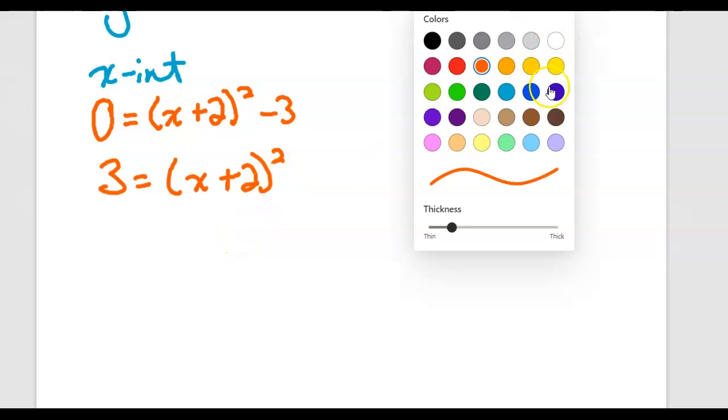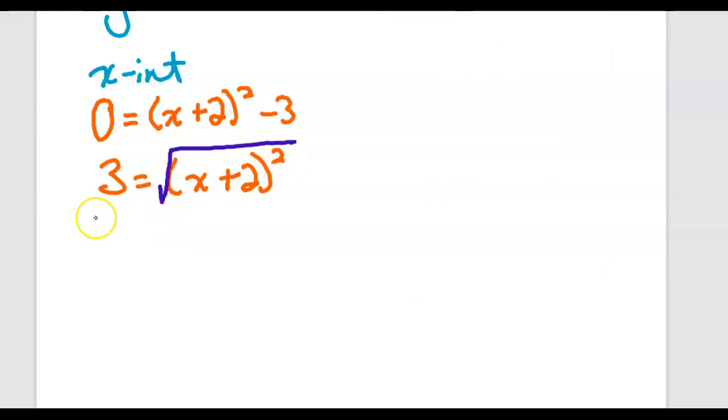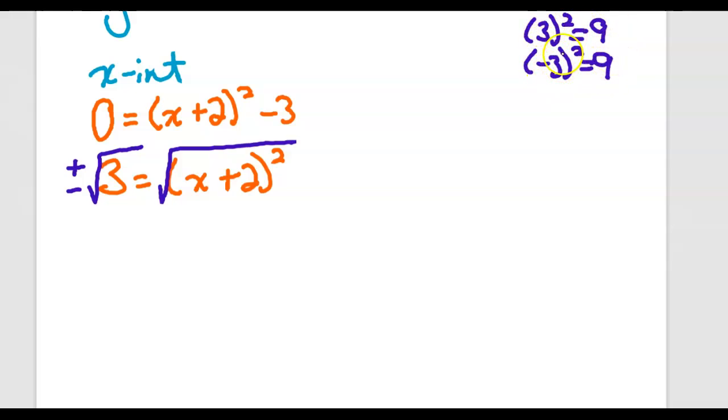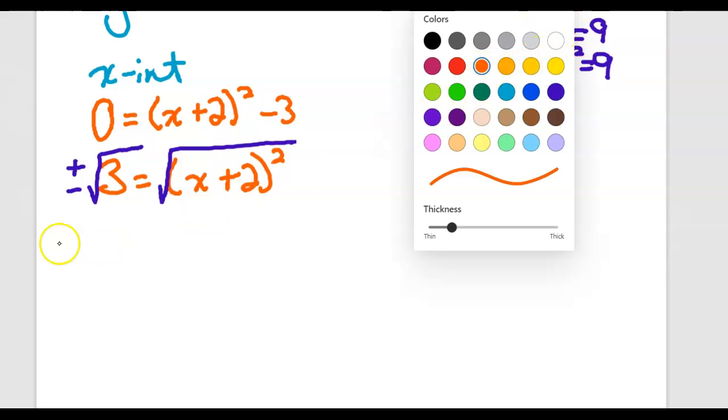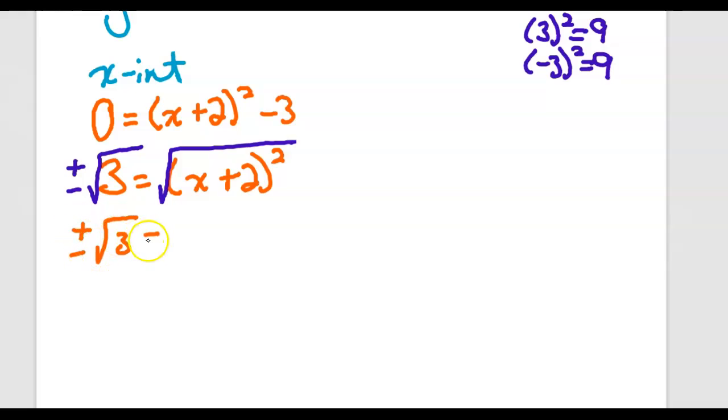Now here's where we run into a little bit of a problem. We have to get rid of the square, so I'm going to take the square root of both sides. When I take the square root of both sides, I have to take the plus or minus sign. The reason why is because if I take 3 squared, that gives me a positive 9. But if I take negative 3 squared, it also gives me a positive 9. So it could be either positive or negative. So I'm going to have positive or negative square root of 3 is equal to x plus 2. And then I would subtract 2 from each side. So I would get negative 2 plus or minus the square root of 3 is equal to x. These would be my x-intercepts. Not the best example because of the fact that we have square roots left.